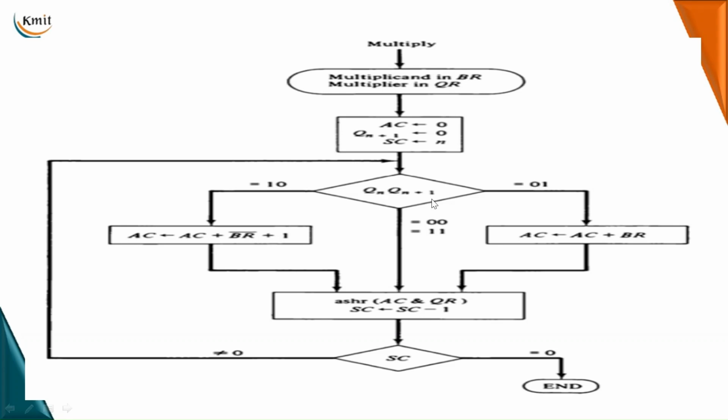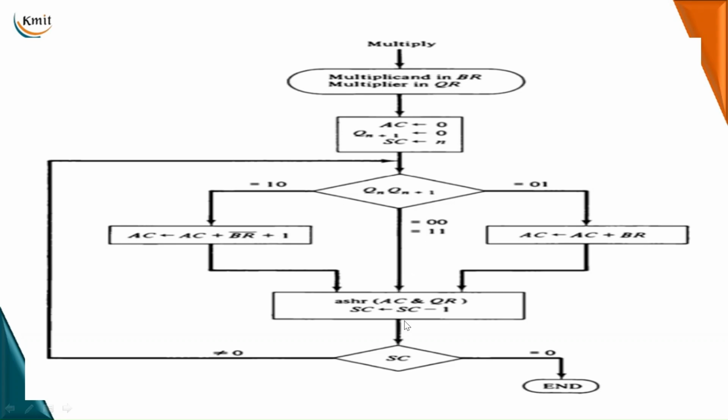If Qn and Qn plus 1 are either 0, 0 or 1, 1, that is, not 1, 0 and not 0, 1, but both zeros or both ones, then you need not perform any addition or subtraction on the contents of AC and BR. Directly, you can perform an arithmetic shift on the contents of AC and QR and decrement the sequence counter. So these are the four possible combinations of Qn and Qn plus 1.